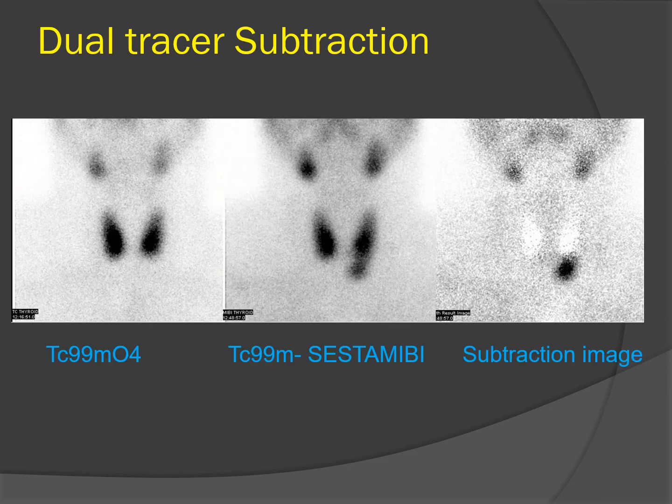This is an example of dual tracer subtraction. First, we use technetium-99m pertechnetate, and the uptake is only at the thyroid. Later, after 3 hours, we use technetium-99m sestamibi, and the sestamibi will go to the thyroid and also the parathyroid adenoma. If a parathyroid adenoma is present, then after we subtract the thyroid image from the pertechnetate and sestamibi images, we get only the image of the parathyroid adenoma.